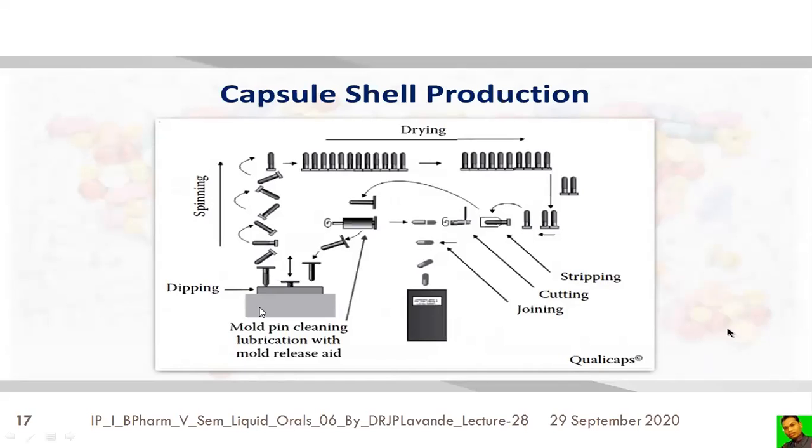It consists of six different stages: dipping, spinning, drying, stripping, cutting, and joining. You have to summarize all these processes with this diagrammatic representation.